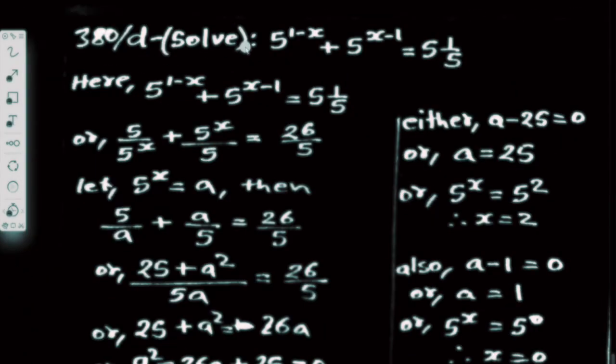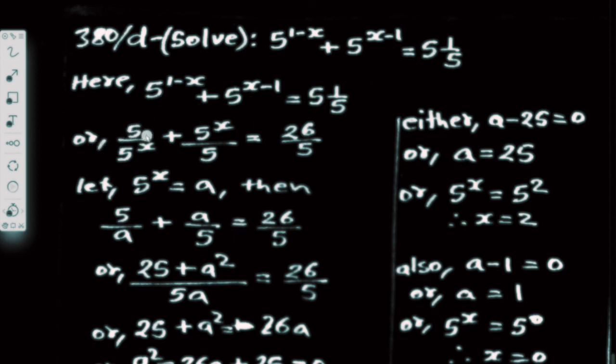Question 3(d), solve. Here we are given an exponential equation to solve and find the value of the unknown variable, that is x. We should get the value of x from this exponential equation. Given is the exponential equation 5 power 1 minus x plus 5 power x minus 1 equals 5 1 by 5. Here the original equation is written as it is.